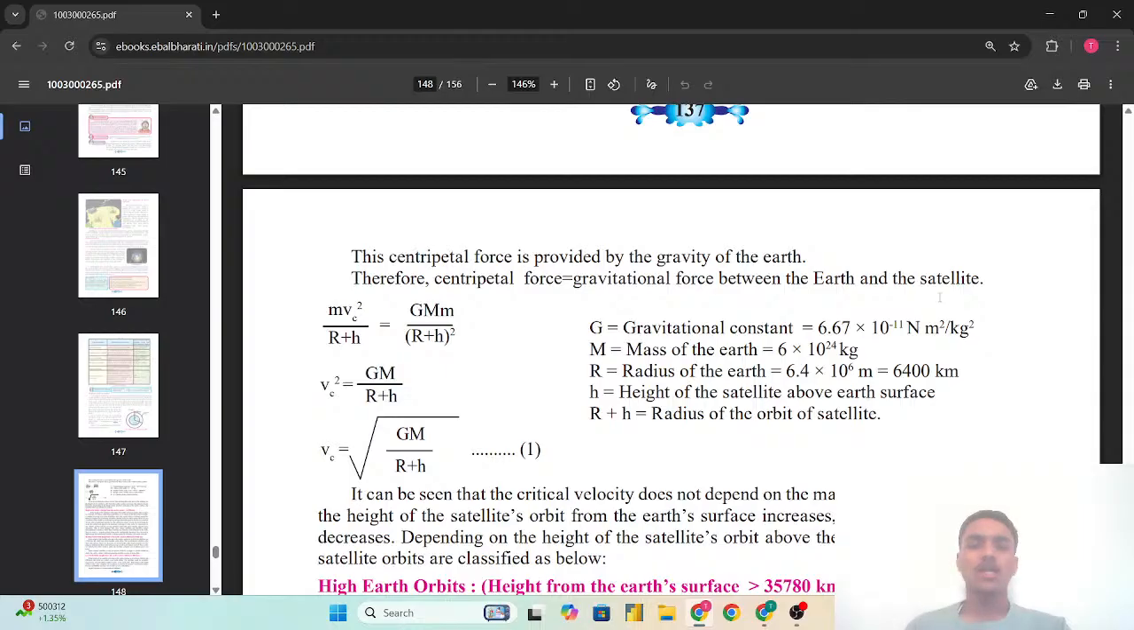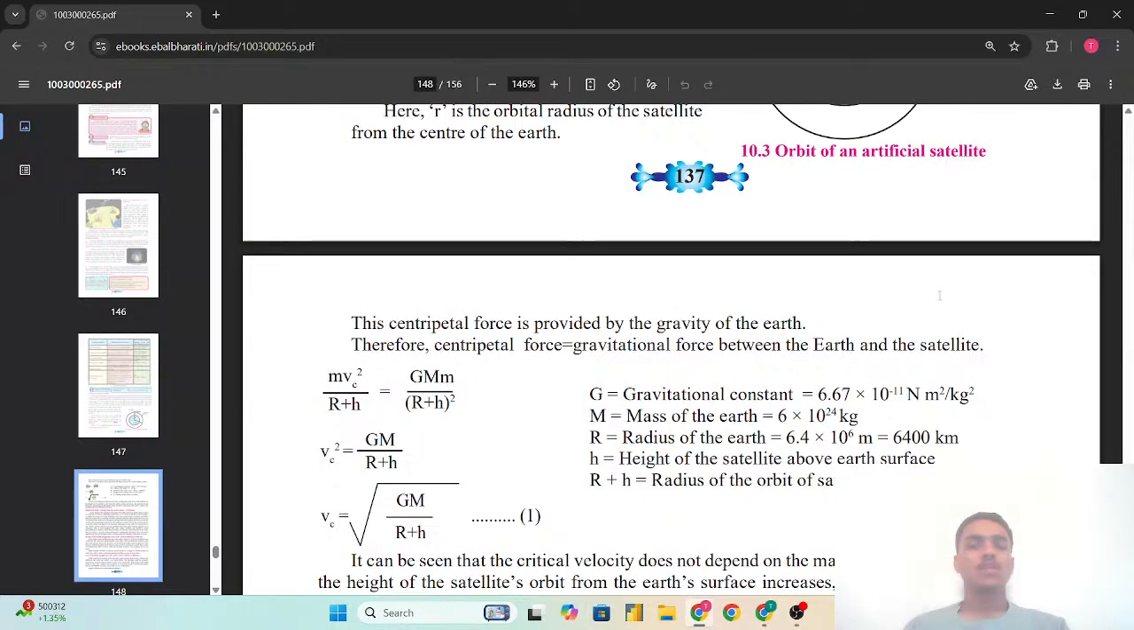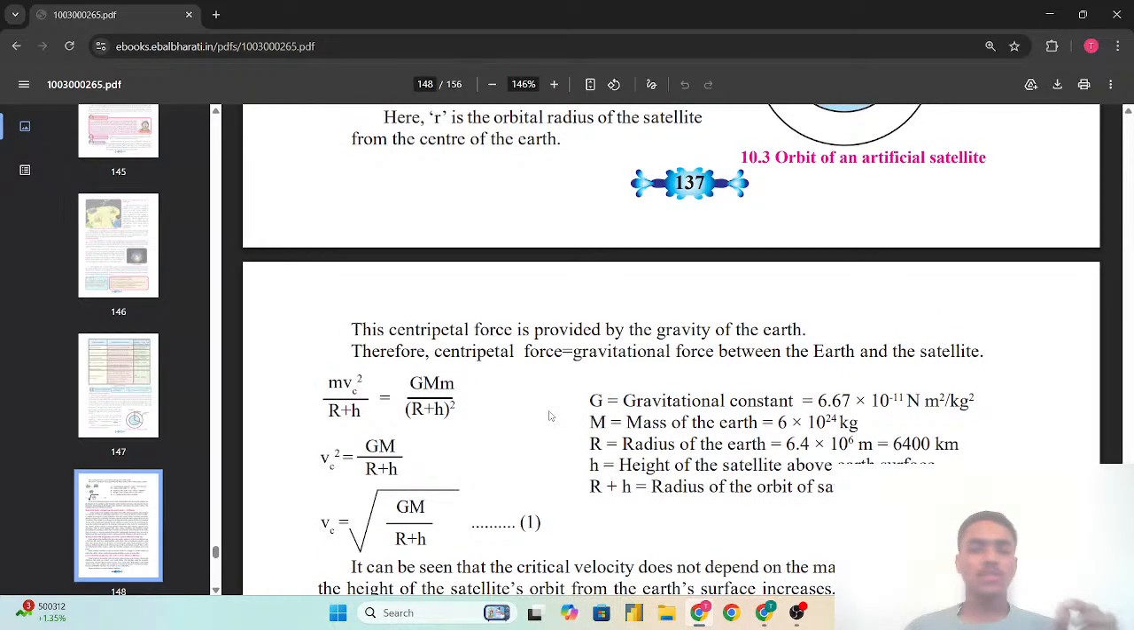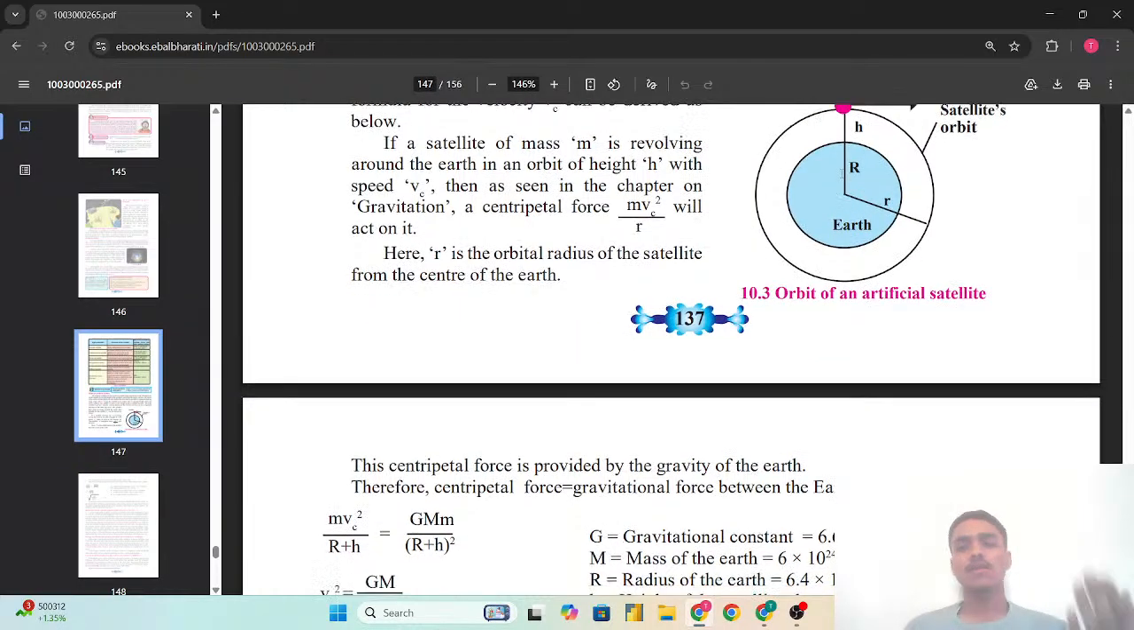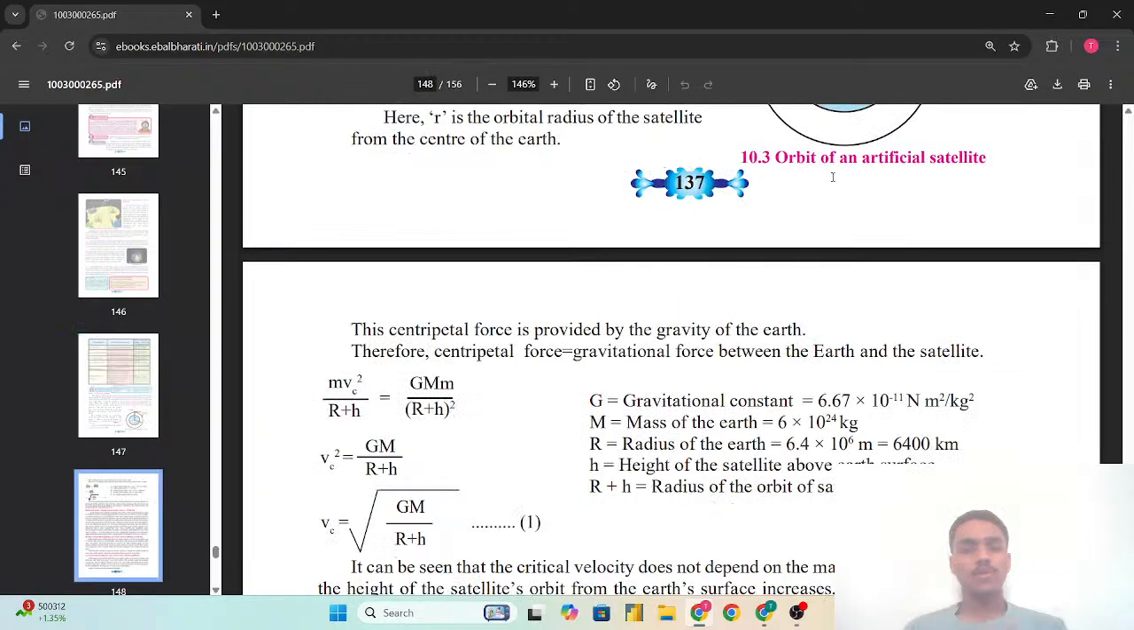The centripetal force is provided by the gravity of the Earth. Therefore, centripetal force is equal to the gravitational force on the satellite. So that is mvc square upon r plus h equals GMm upon r plus h whole square. As centripetal force we write mv square upon r, but here the r we are considering is the radius of the Earth plus the height, so it will be r plus h, which equals GMm upon r plus h whole square.